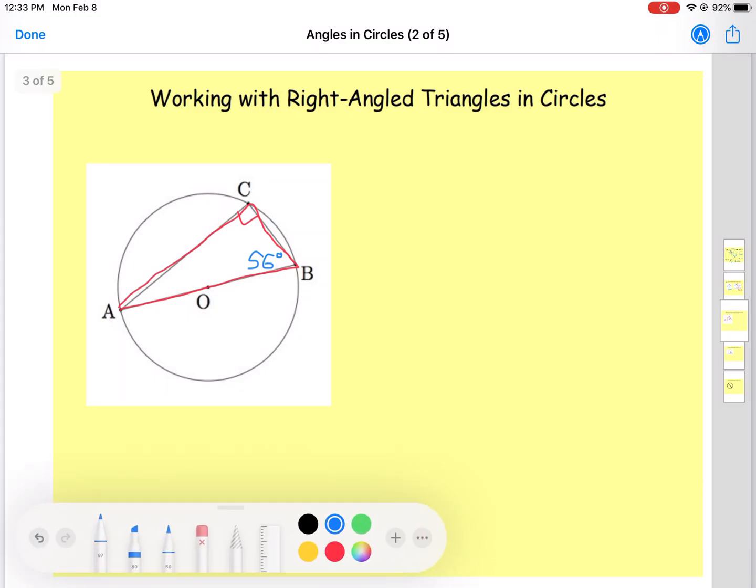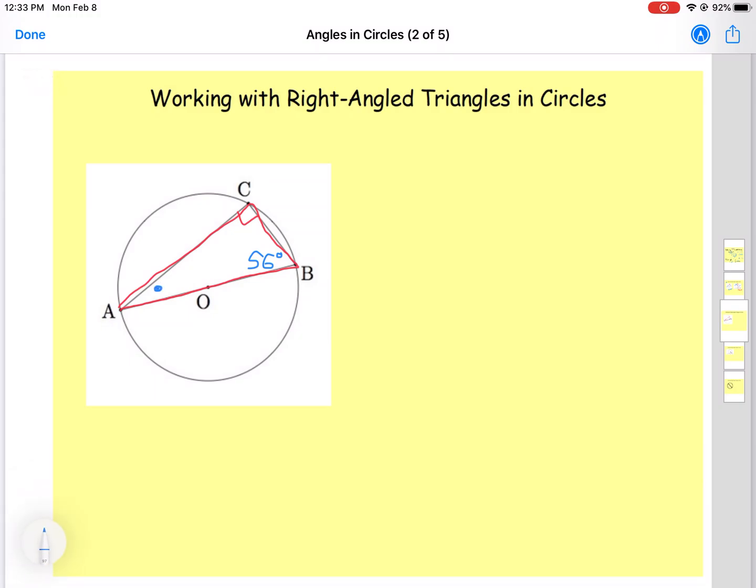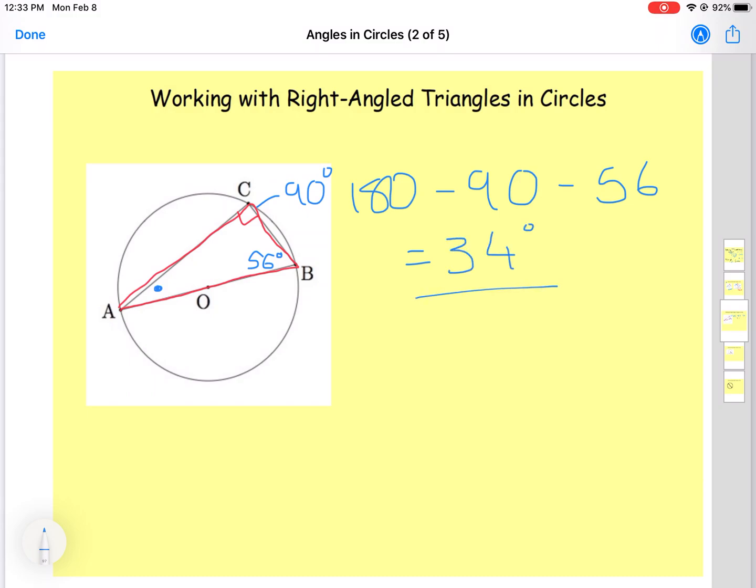Therefore, the only thing left to find is the angle down the bottom left hand side of this triangle. We can do that by doing 180, subtract 90, since our right angle is 90 degrees, subtract 56. Now, without realising that the right angle would be up the top of this triangle, we wouldn't be able to find out the size of the remaining angle at A, which in this case is 34 degrees.